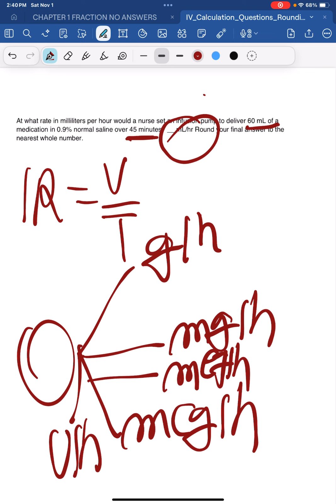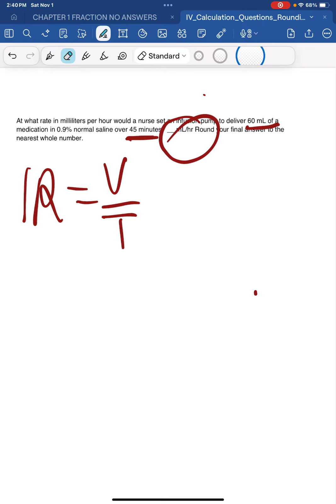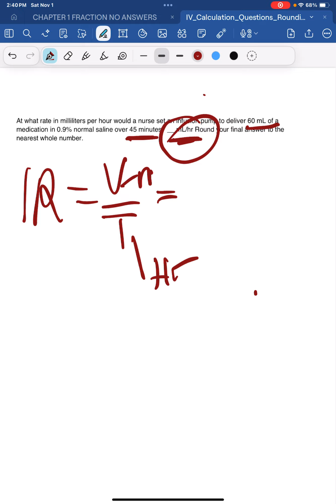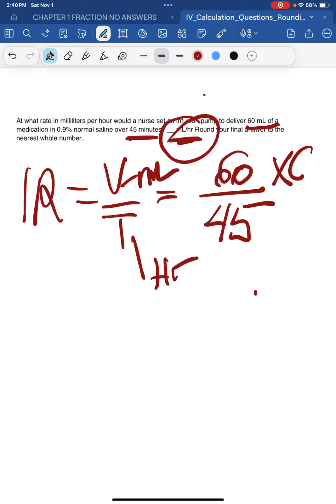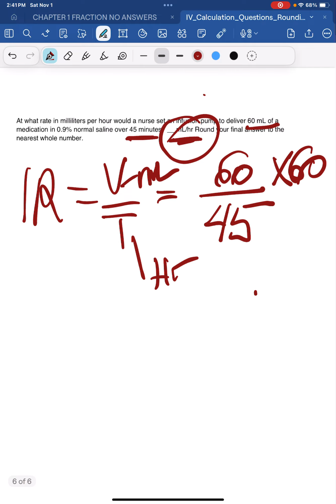You will use dosage only if they don't give you your time. But if they give you your time, like in this question, my friend, the only thing you have to do is equal volume divided by time. But remember, milliliters per hour means that your time must be in hours, and your volume must be in milliliters. The only thing we have to do is volume, which is 60, divided by time. But because my time is in minutes, I will multiply that by 60. You do that only whenever the time is in minutes, okay? You do that, come up with the answer.